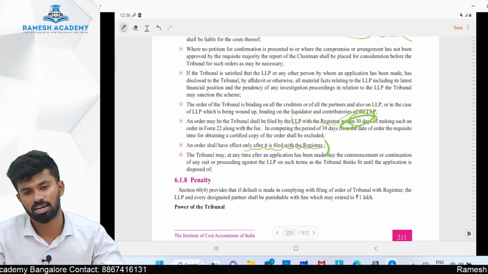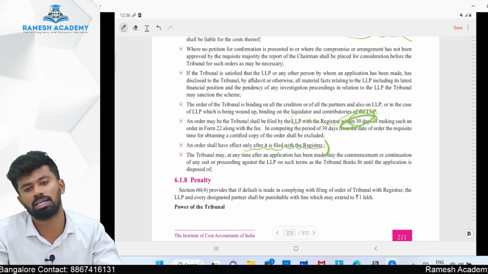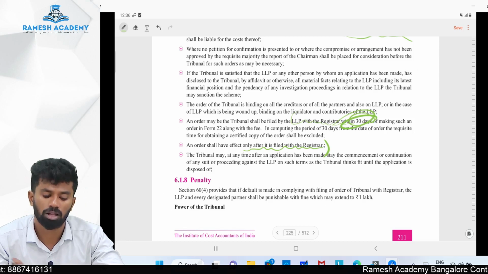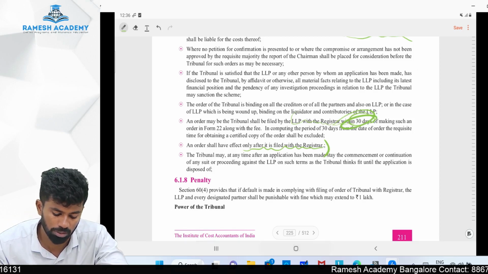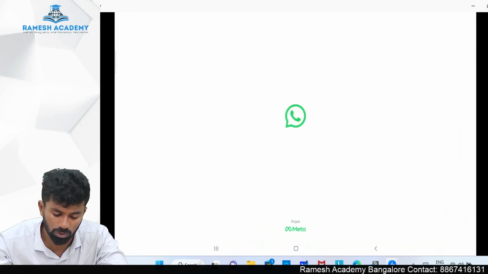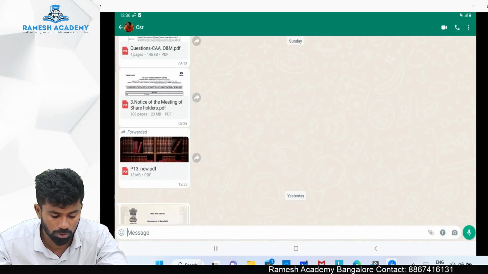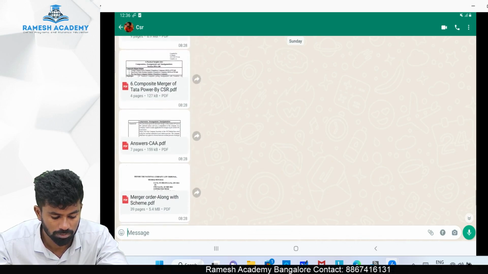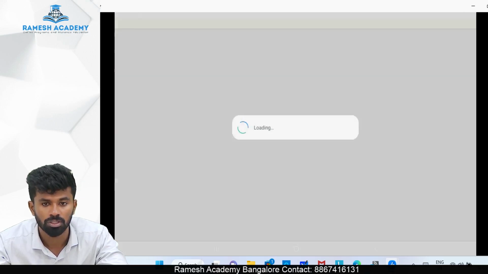This is how a compromise or arrangement happens between an LLP and its members, partners, or between the LLP and its creditors. You need to take approval of whom? NCLT, National Company Law Tribunal. Same thing for companies also. So when a company goes for compromise or arrangements, see, this is for companies.